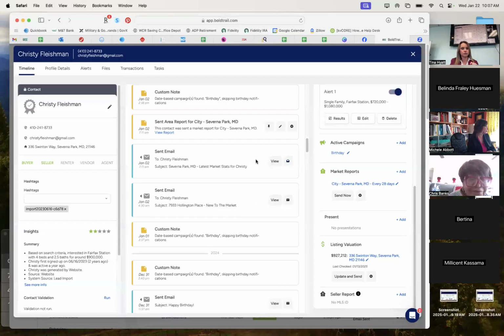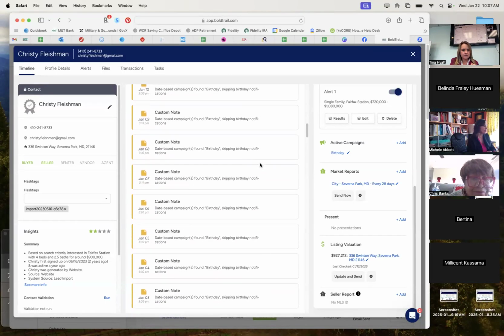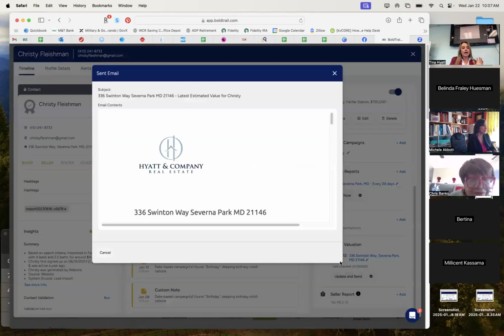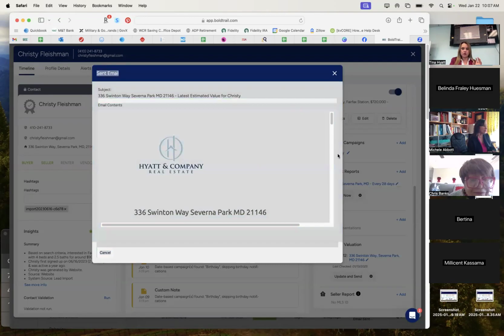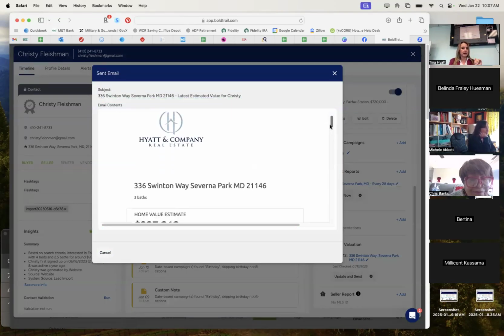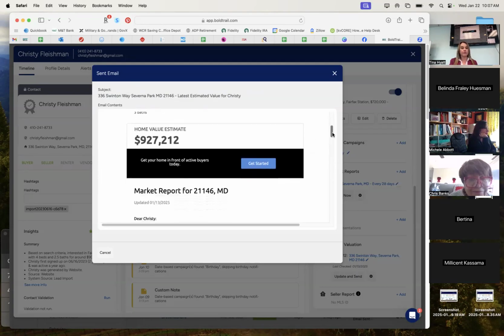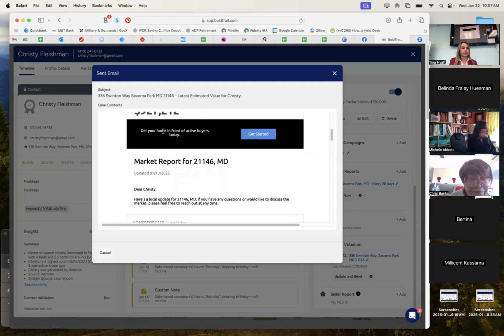But I'm going to show you Swinton Way view. So this is what the actual email looks like when it comes across to your client. So it's got the logo at the top. It's got their address. The subject line says their street address, latest estimated value for, and their name. And then it's got their home value estimate. They can click get your home in front of active buyers today. When they click get started, that comes to you. So you get an alert that they've requested listing information about listing their property.